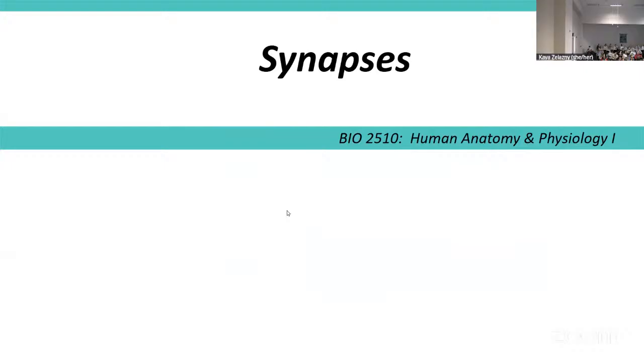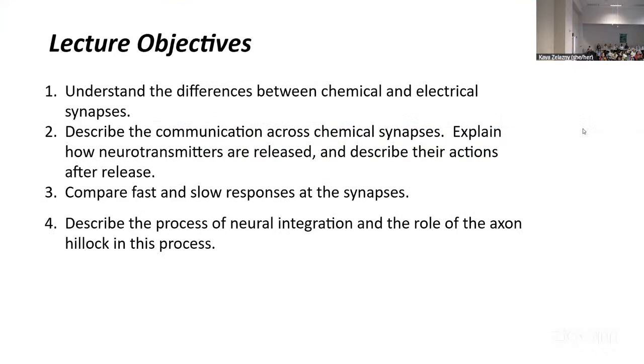Okay. So we're going to move forward and think about synapses. When we think about synapses, what we're talking about is once we get an action potential to the end of the axon, to its axon terminal, what does that do for us? How does that actually help us communicate between cells? That's where our synapses come in. So we're going to find that we have a couple different types of synapses.